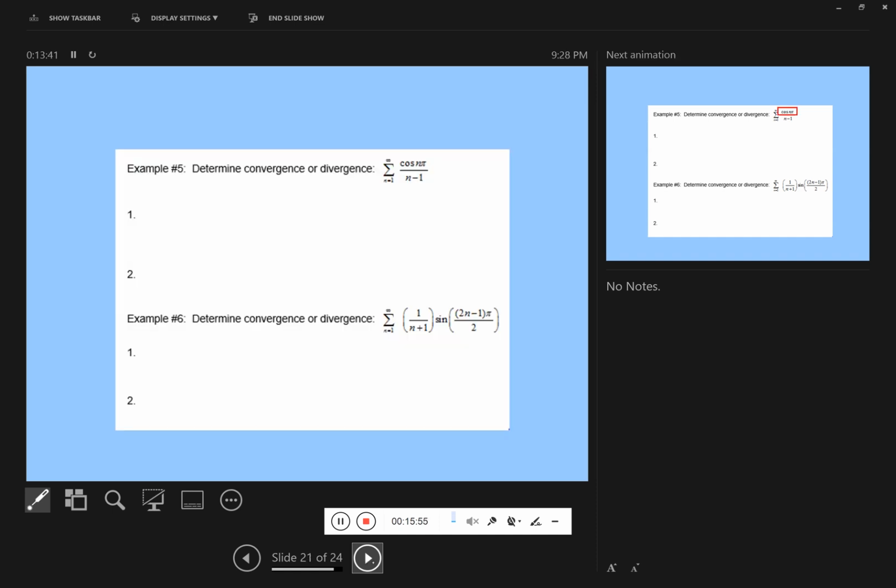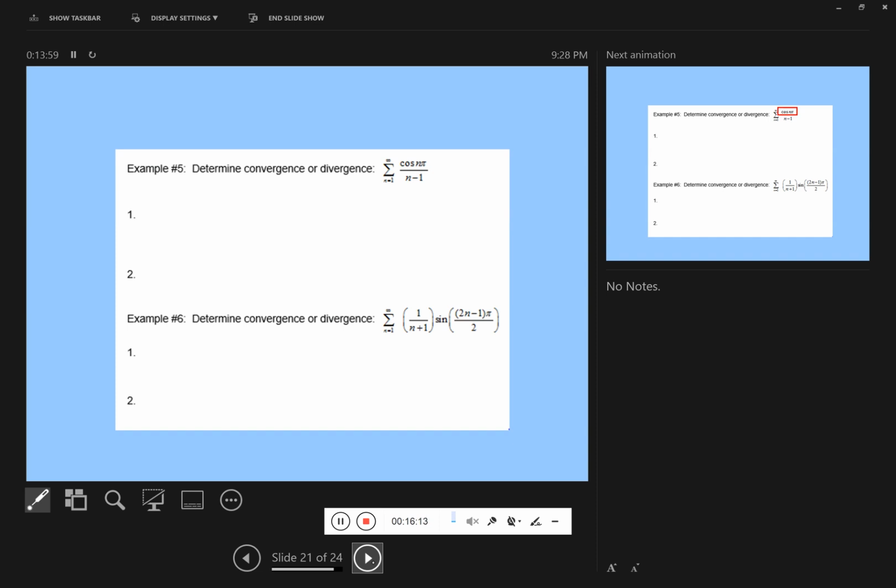Okay, next example. Look at this one. When you first look at it, you're like, how in the world is this alternating? Well, think about cosine of n pi. If n equals 1, you have cosine of pi. That's negative 1. If n equals 2, you would have cosine of 2 pi.